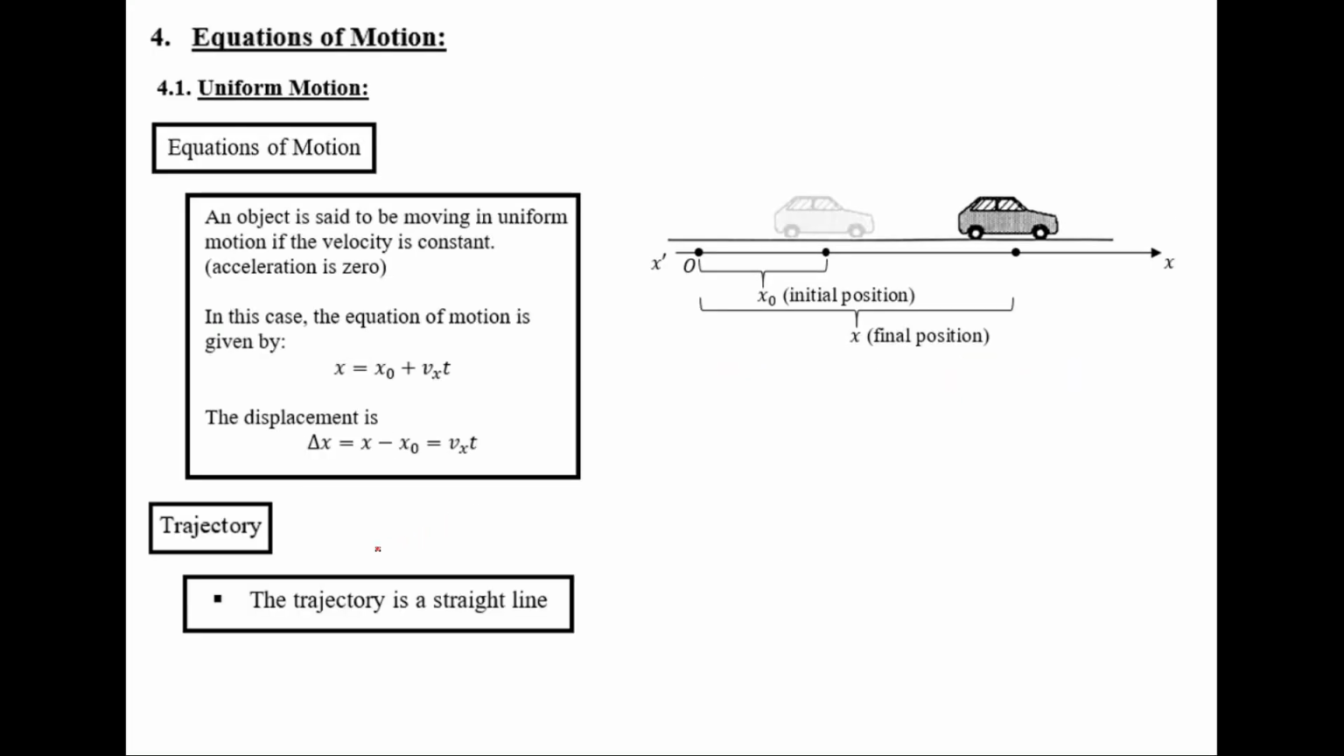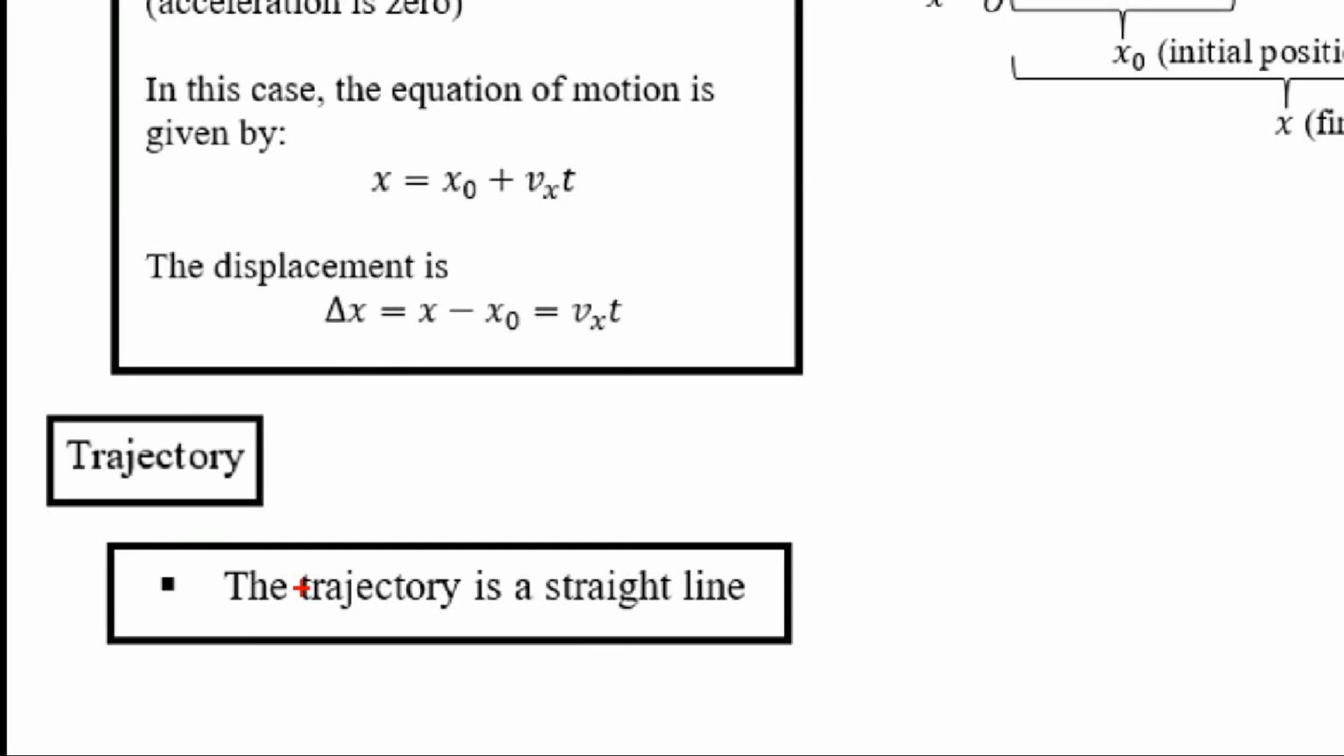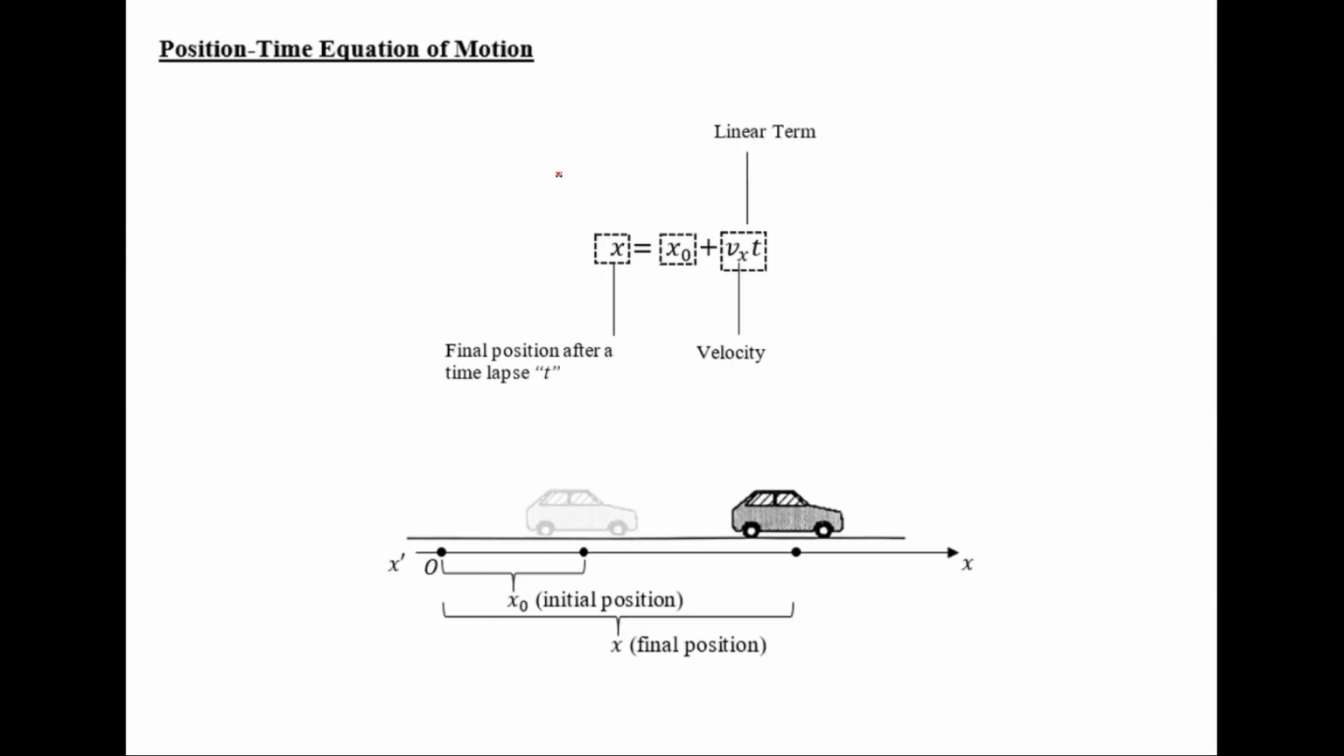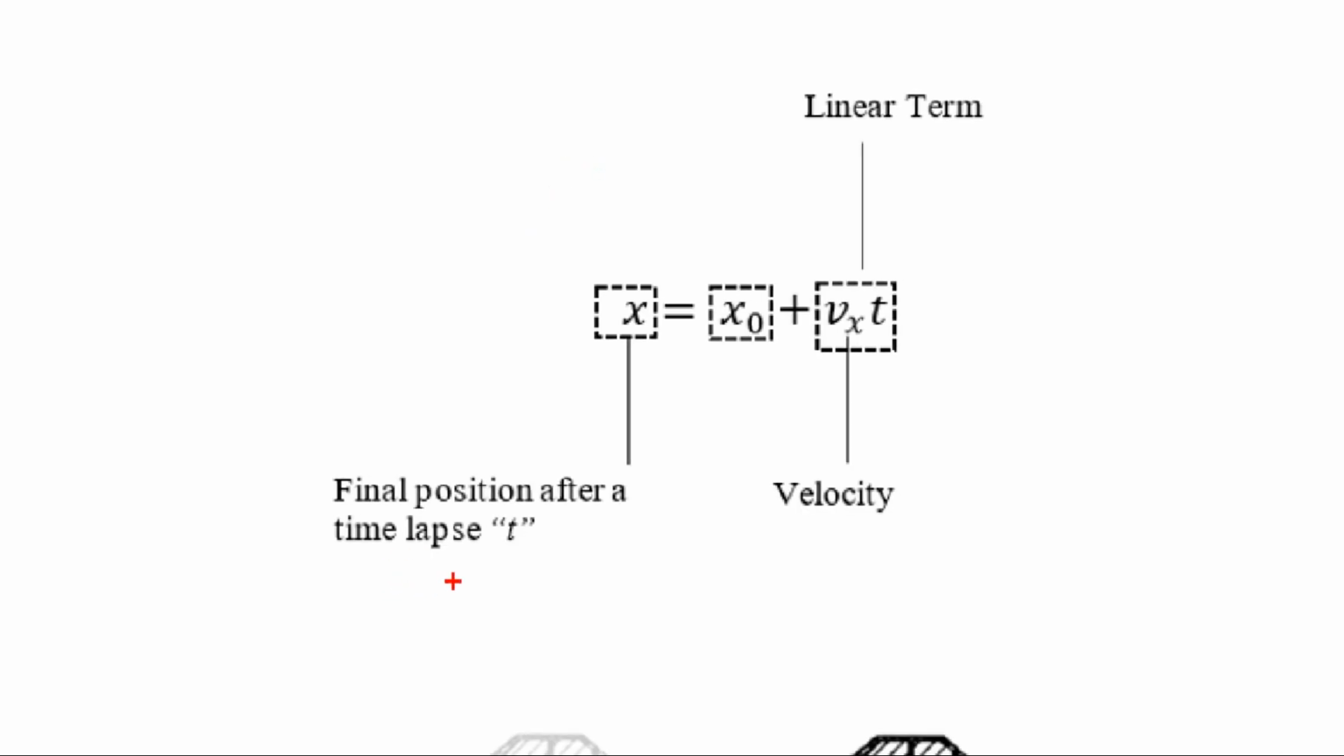Now here, let me also talk about the trajectory. We are assuming that the car is moving along a specific direction, then the trajectory in this case is a straight line. And let me say that the trajectory is the path followed by a moving object. Now, if we take a closer look at the equation that we have introduced in the uniform motion, x would be the final position after a certain time lapse, x0 would be the initial position. Now this linear term, t is for time, and vx would be the velocity along the x direction. For this reason, it carries the subscript x.